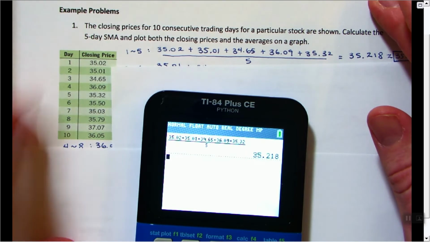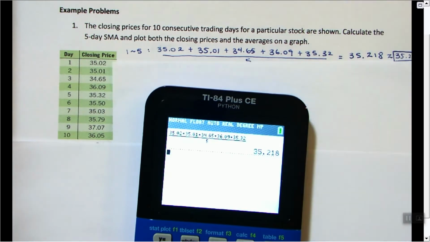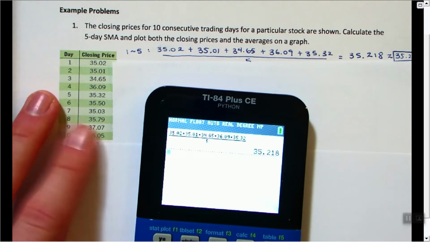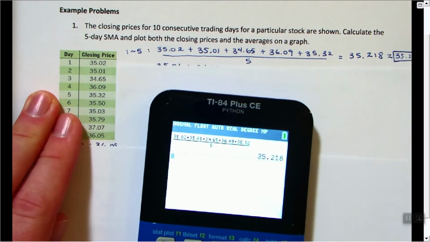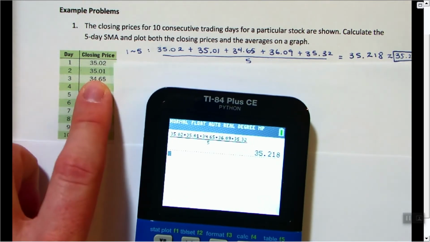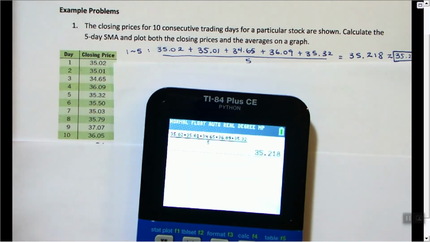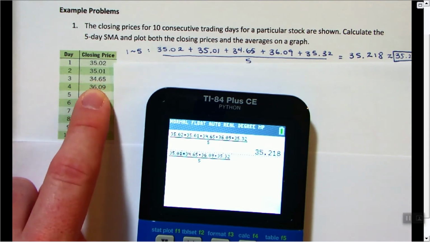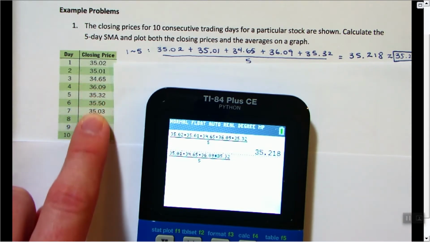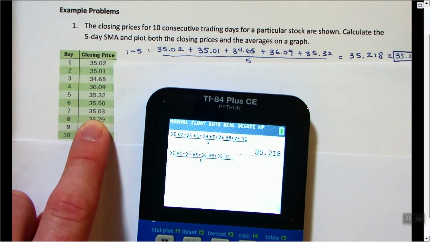That's that average. Now, the reason I'm using my calculator is to show you that you can also do the next one, which is going to go from day 2 down to 6. I've just typed in a bunch of stuff there. I'm going to hit second enter, which is my previous entry. I'm going to go back and delete the first one. Now I have the second one, third one, fourth one, fifth one, and I hit the very end of the line.